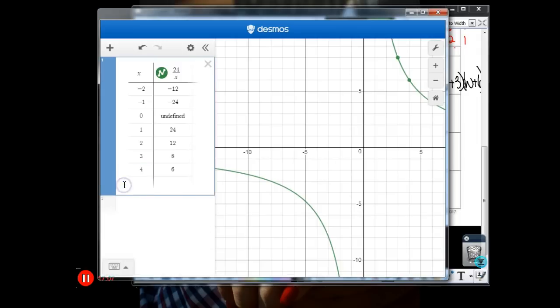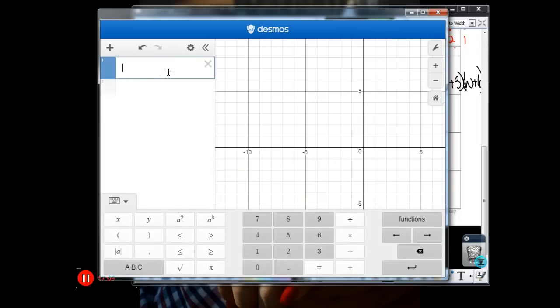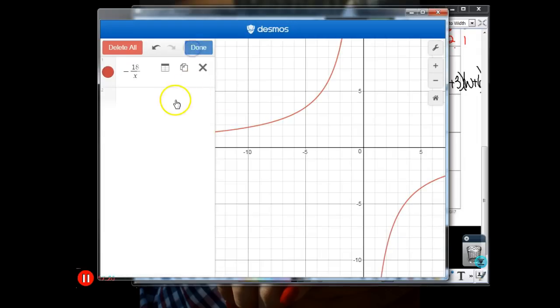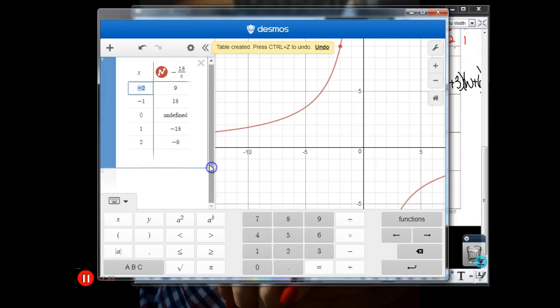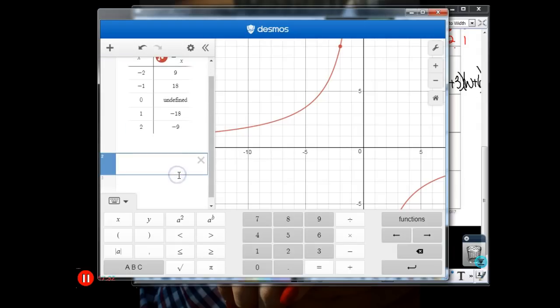So then, I go to my Desmos. So now I have negative 18 divided by X. And now I'm checking my table. So 1 plus negative 18, what would that be? Let's check. 1 plus negative 18 would be negative 17.